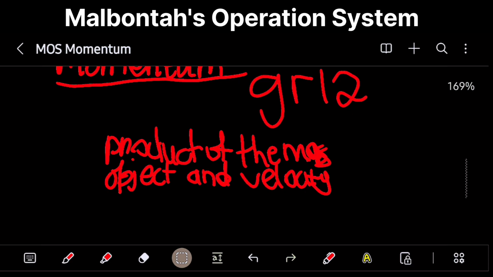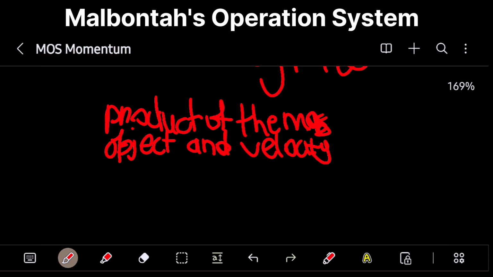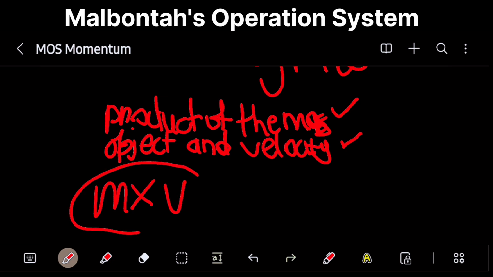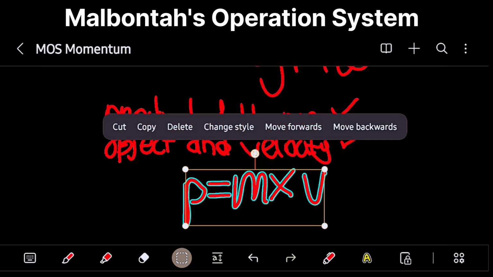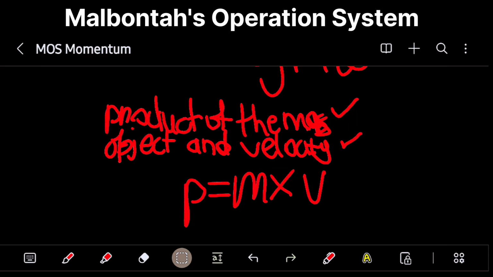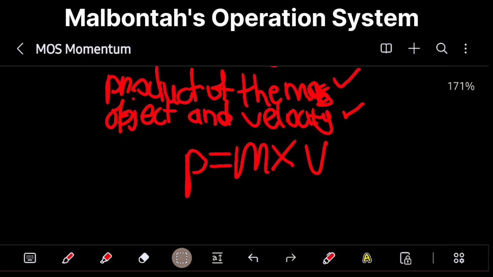And now if we take a close look, product means multiply: multiply the mass of the object, multiply the velocity of the object, so m multiplied by v. So when we have m multiplied by v, we are actually having what? Momentum. Hence they say momentum is the product of the mass of an object and its velocity.